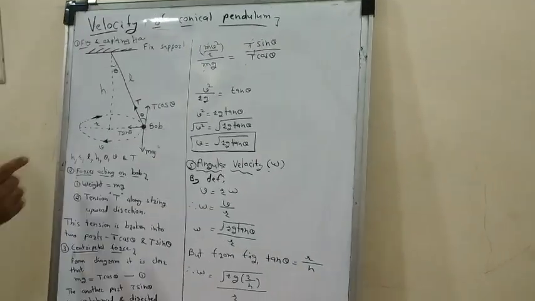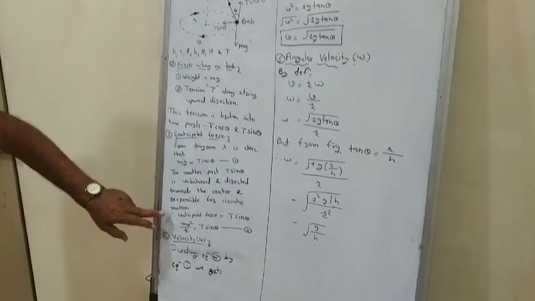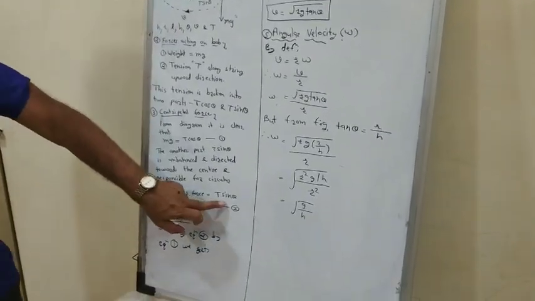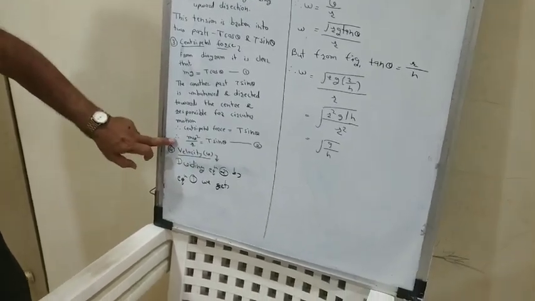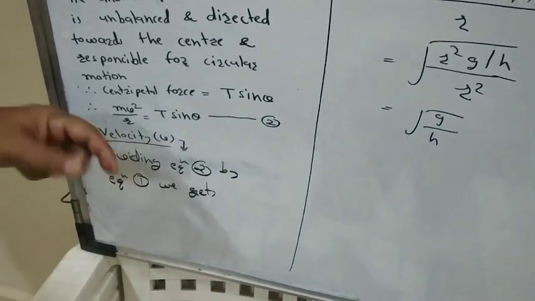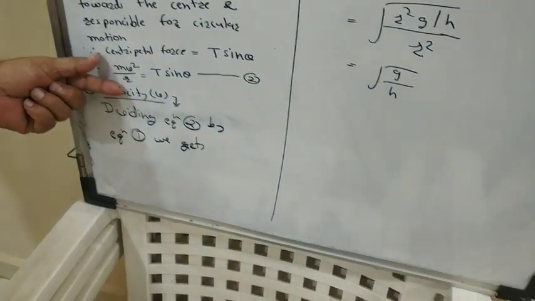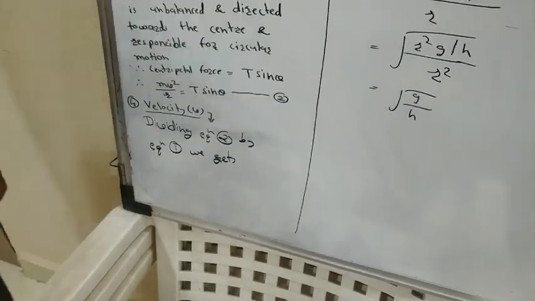So in this case, T sin theta acts as a centripetal force. So we can say that centripetal force is equal to T sin theta. And we know that by definition, centripetal force is given by mv square upon r is equal to T sin theta. This is the standard formula for centripetal force. So we get mv square upon r is equal to T sin theta, equation number 2.